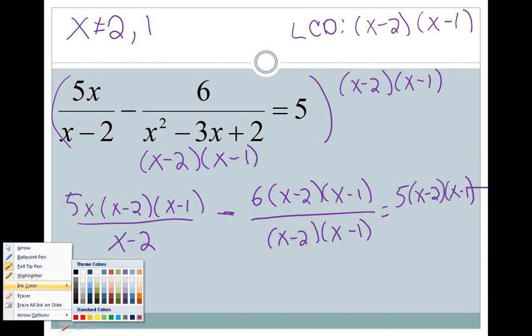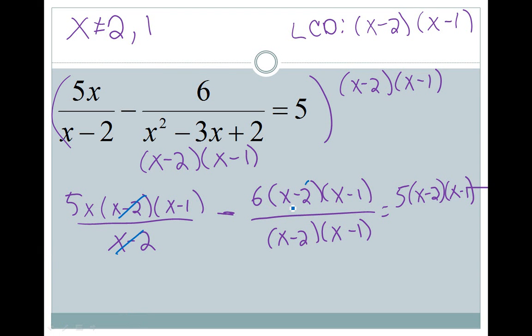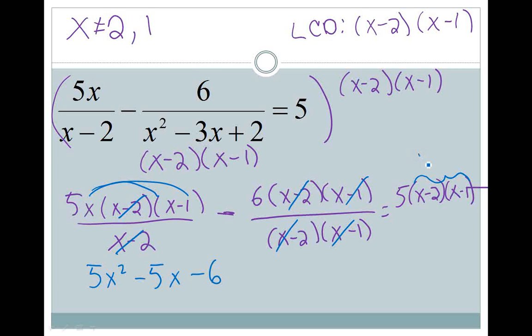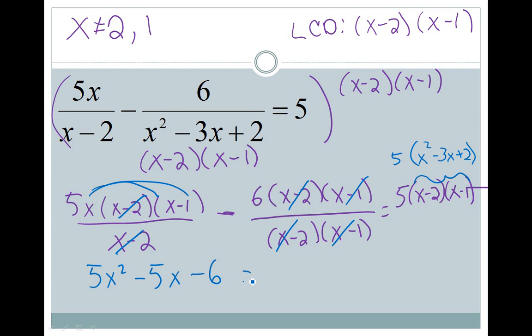again, grabbing a different color so you can see the canceling process. All right, so now that's going to become 5x squared, because I'm distributing right there, minus 5x, minus just a 6, because everything else canceled. Now over here, we have to FOIL that out first before we distribute the 5. That's the best thing to do. So that's going to give me minus 3x plus 2, and then I'm going to take the 5 in. So that now equals 5x squared minus 15x plus 10.